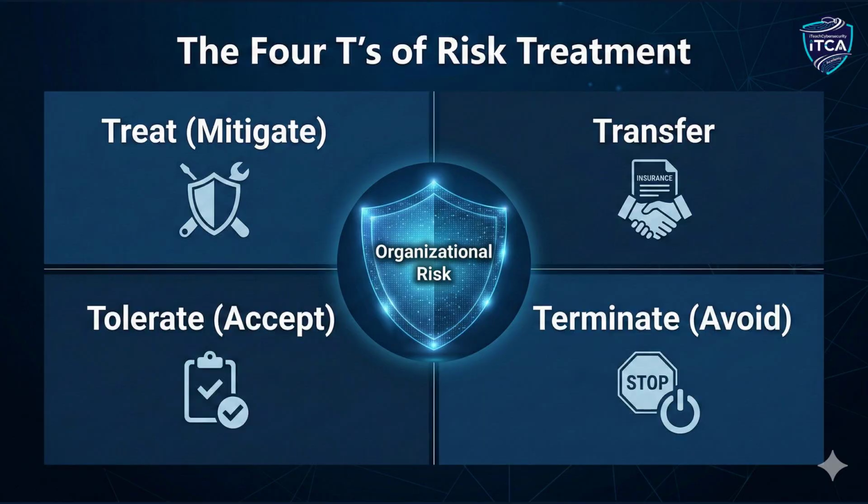So, when facing a risk, organizations can avoid the risk by stopping the activity, mitigate the risk by reducing it, transfer the risk through insurance or outsourcing, or accept the risk if it is small enough. There is no single correct choice. The best option depends on business needs, cost, and risk tolerance.